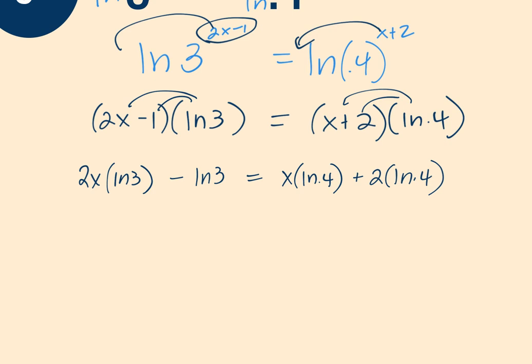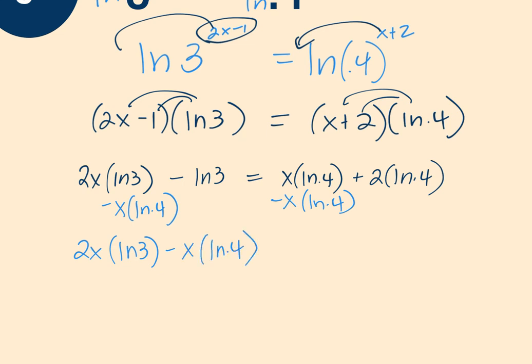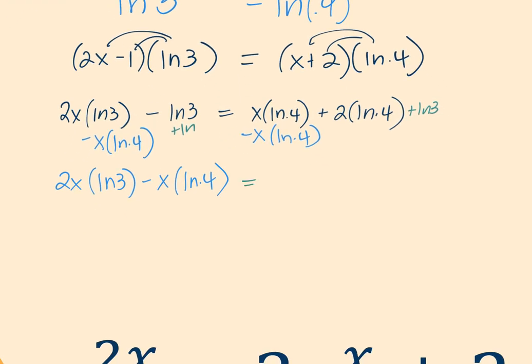Now I have 2 x's, so I got to move those both to be on the same side and the constants to be on the other. So I have to subtract x ln 0.4 from both sides. I get 2x ln of 3 minus x ln 0.4. I'm going to do this in the same step. Add the ln 3 to the other side. So the one without the x goes to the other side. Equals 2 ln 0.4 plus ln of 3. So both terms that have an x go to the left. Both terms that don't go to the right.